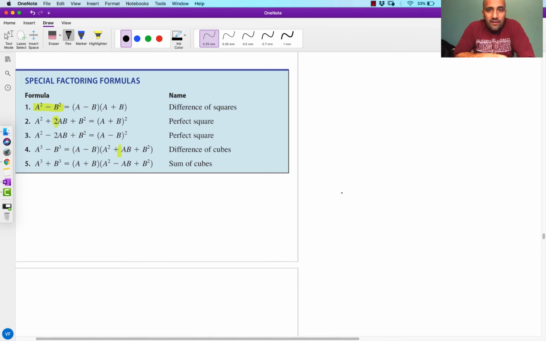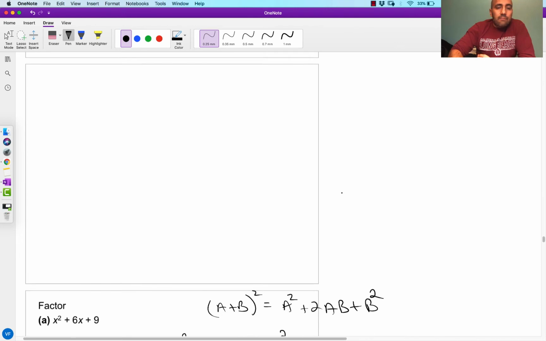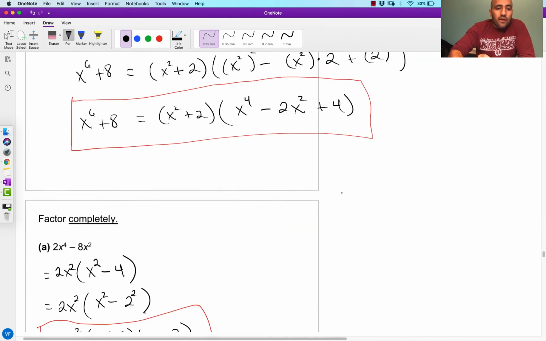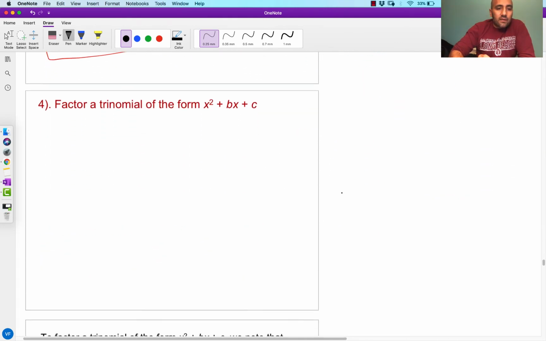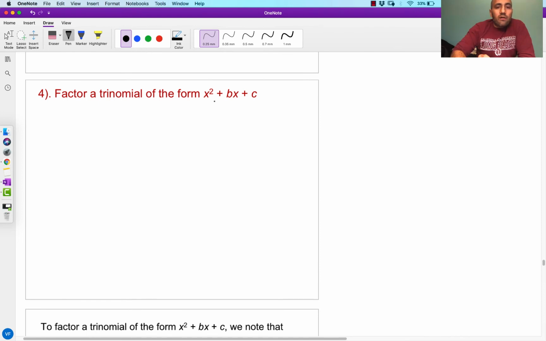So there you go. So far we have 3 ideas. When you're asked to factor something, number 1, look to see if they have a common factor. Number 2, think about factor by grouping. Number 3, check to see if one of our special formulas works. If none of those things work, we move on to our 4th type of factoring technique, which is to factor a trinomial of the form x squared plus bx plus c.